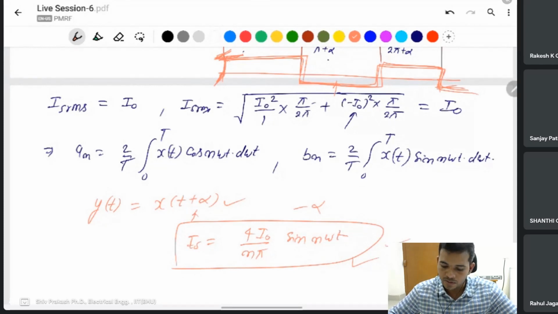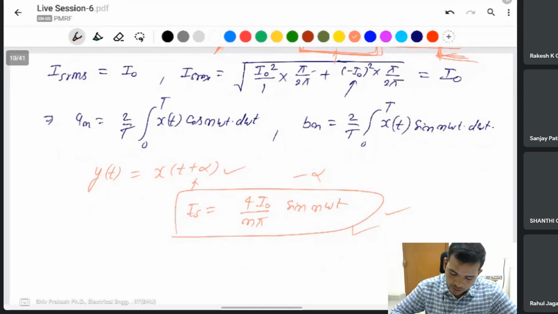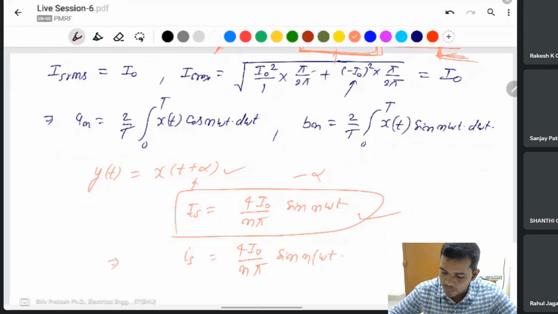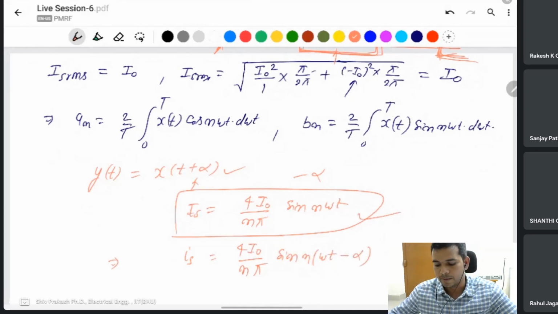So this is after shifting, right? Yes, after shifting. Okay, but we have to take the shift that is not shown here. Yes, after this one, you find the final value. Then in the final value, you can shift the signal as a delay. It is equal to 4 I naught by n pi sin n omega t minus alpha for the original signal. This one is the final solution, after shifting.